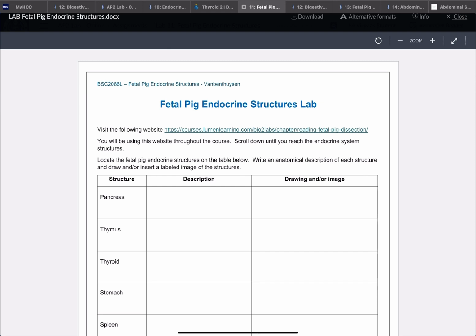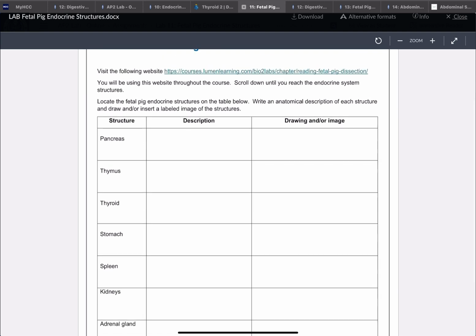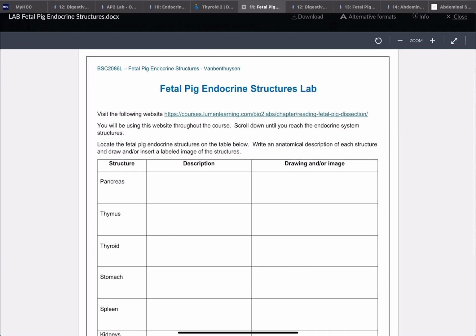It's not just the endocrine structures. You will need to scroll through the images to locate the ones that you're responsible for the endocrine lab. So you would need to be able to identify the pancreas, thymus, thyroid, stomach, spleen, kidneys, and the adrenal glands. And this is a link that you're going to use over and over again for each of the fetal pig labs that are associated with each of the organ systems that we have.